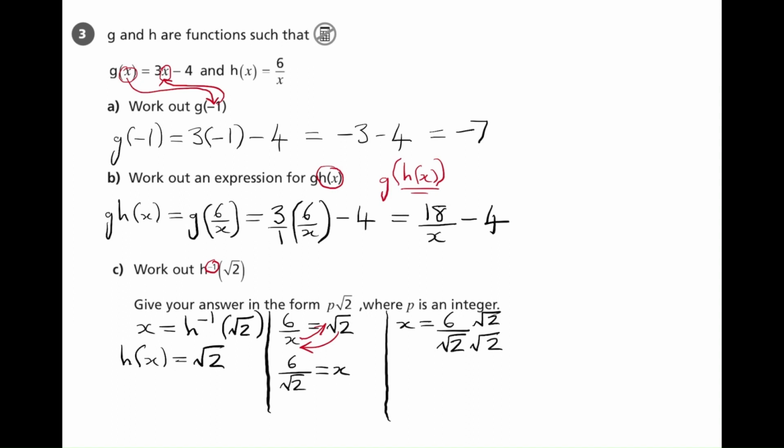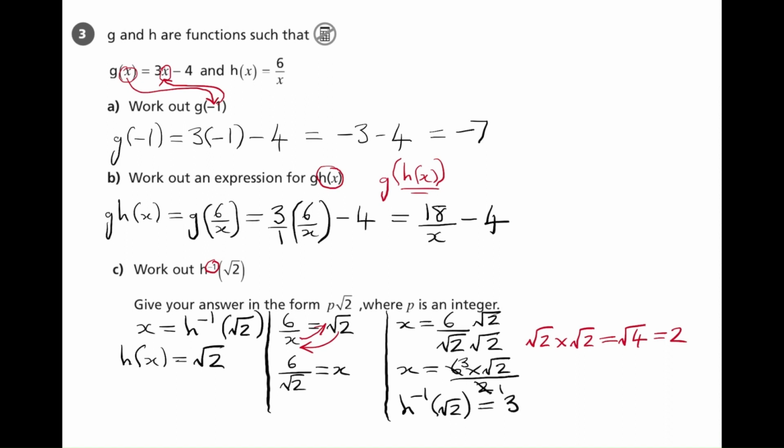Now on the bottom, root 2 multiplied by root 2 is root 4, which is of course 2. So the x value is 6 multiplied by root 2, and then on the bottom, root 2 multiplied by root 2 is 2. This means we can cancel this 2 with the 6. So our final answer, x, which is h to the minus 1 of root 2, is going to equal 3 multiplied by root 2, which is 3 root 2. So that's our final answer.